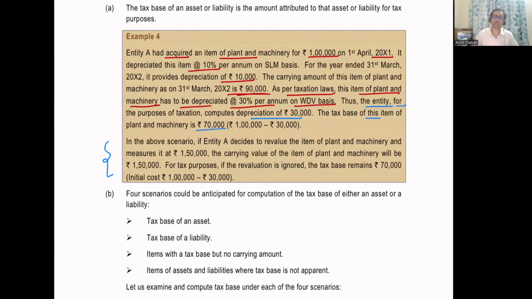Why is it 70,000? Because you have a cost of 1 lakh. On that, you recorded a depreciation of 30,000 in year one. So in your tax balance sheet, this asset will be appearing at 70,000 rupees. You recorded a depreciation of 30,000 in your tax books, and therefore this asset is appearing at 70,000 rupees in your tax balance sheet.